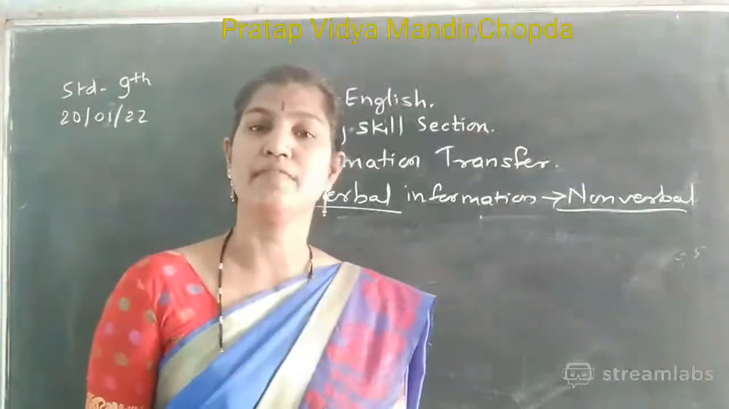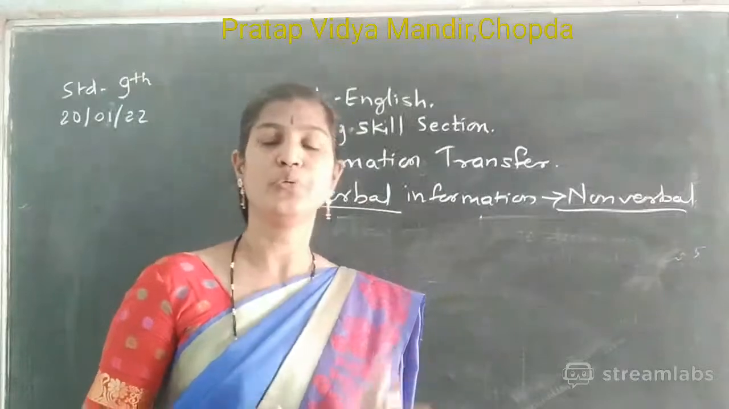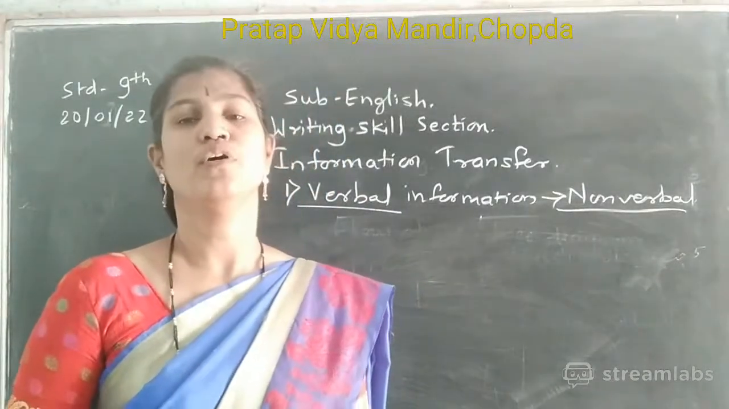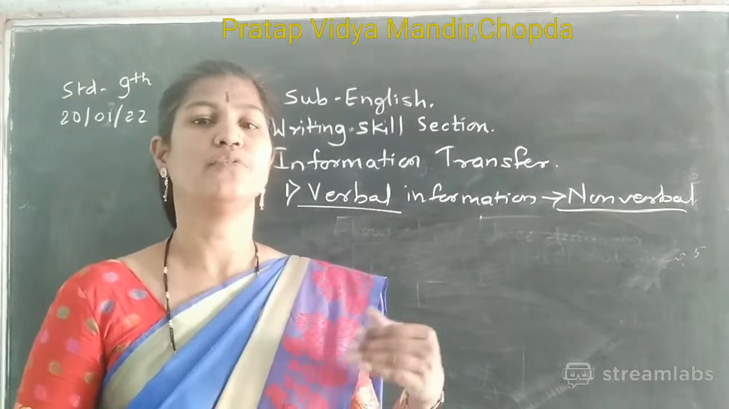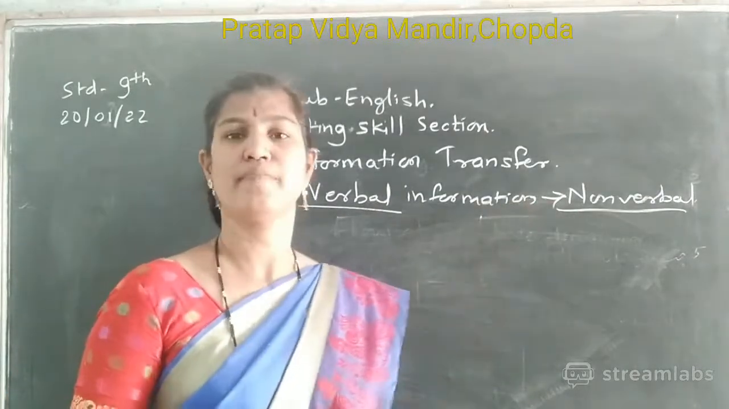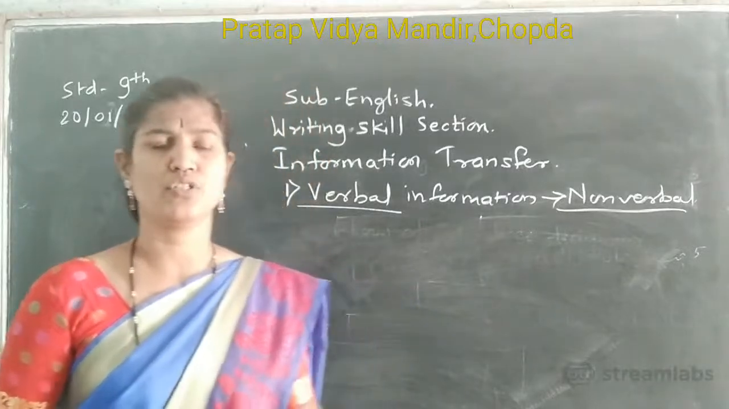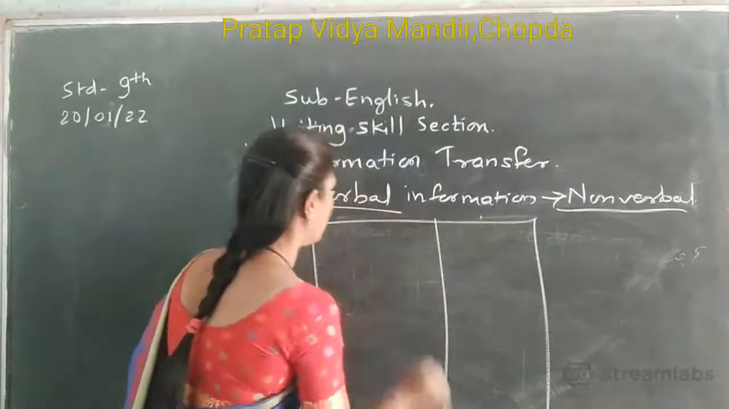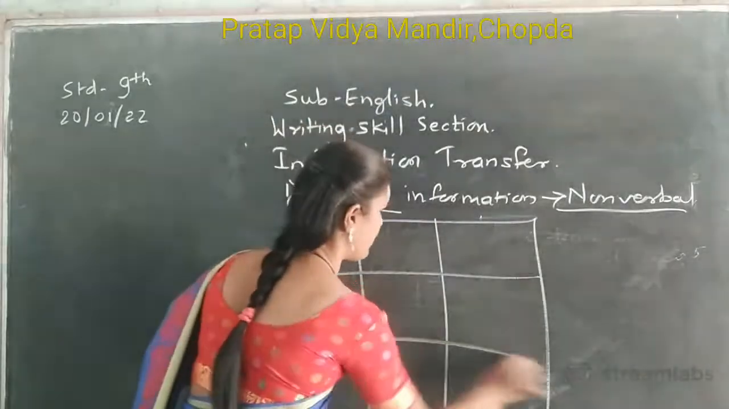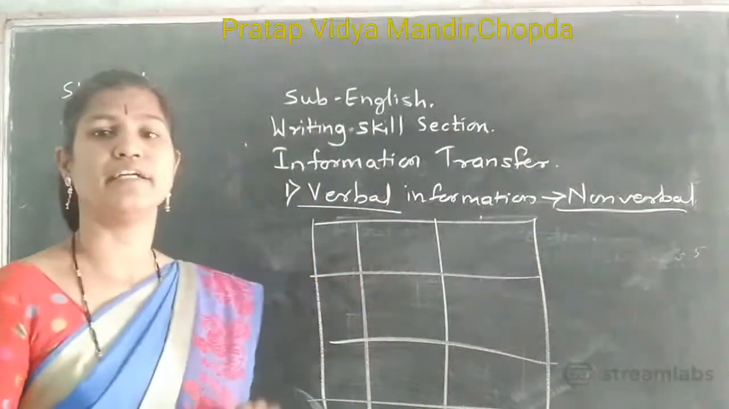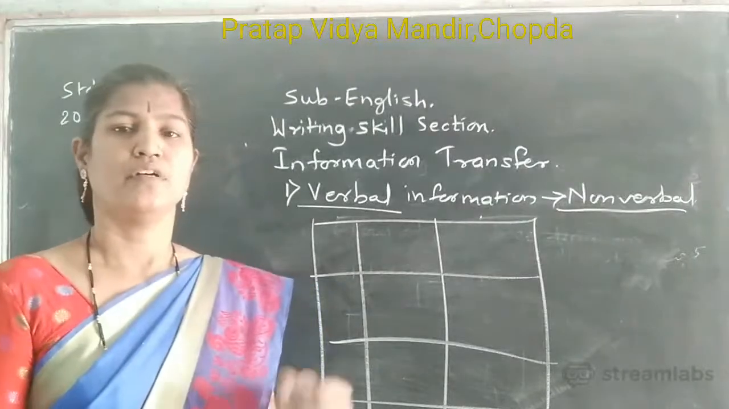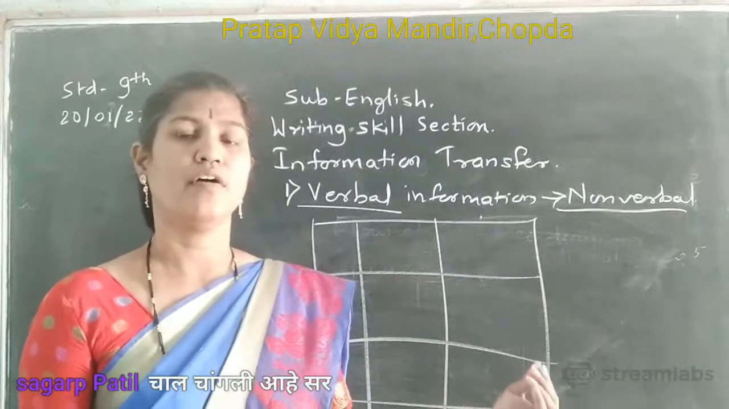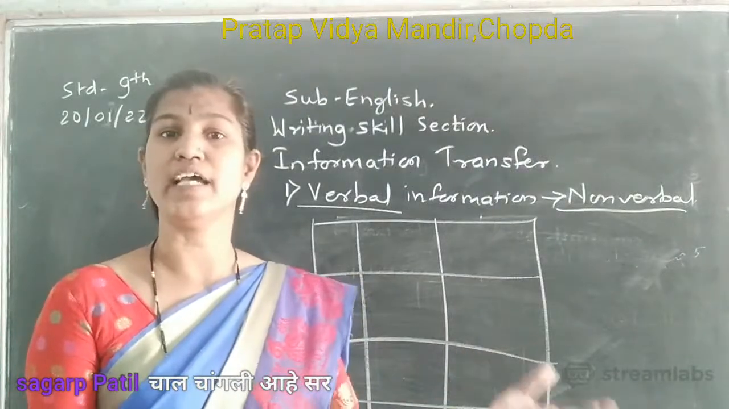Sometimes you will be given information about two things, two cities, two persons, and you have to use the information to transform it into non-verbal information. So what will be there? You will be given a tabular form in which you have to write the information. For example, if you compare two cities, you can say Delhi and Mumbai.